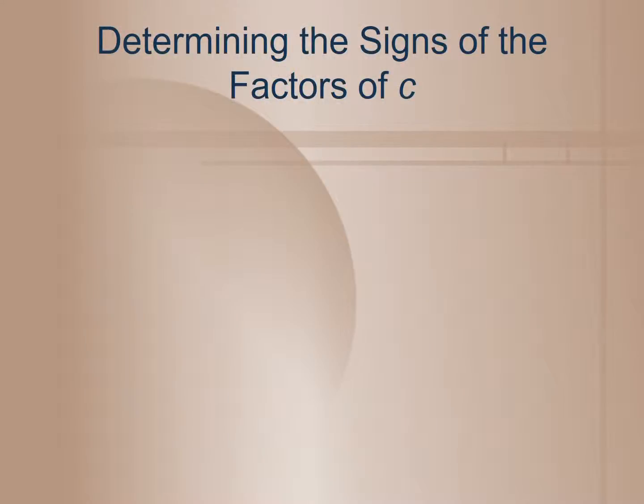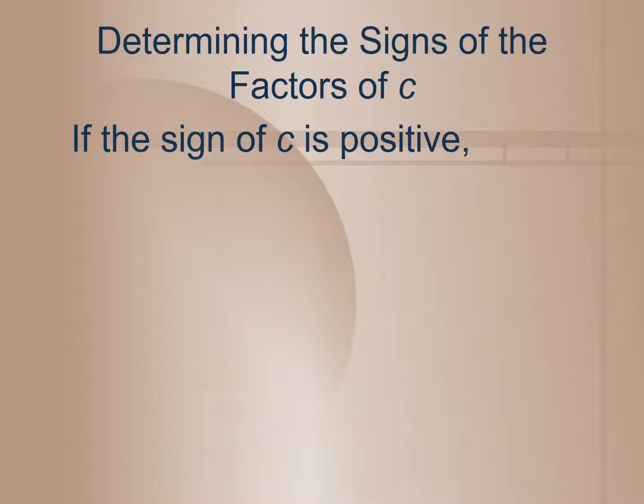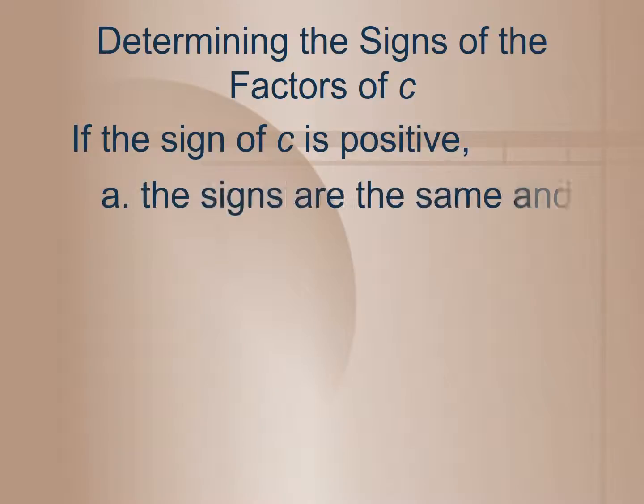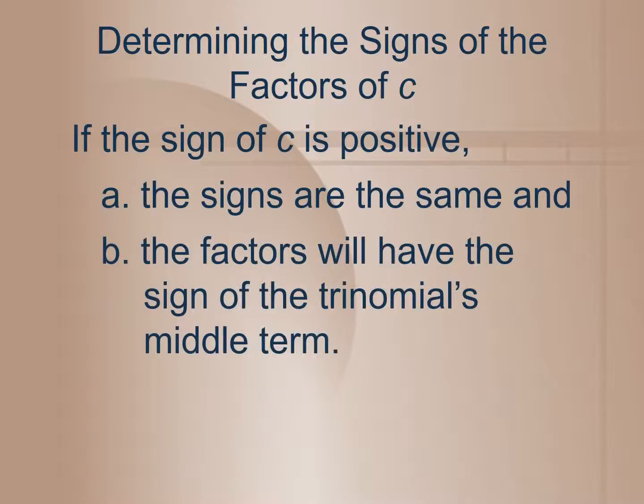All right, so how do we know if it's plus or minus, or positive, negative? How do we determine the signs of the factors of C, right? How do we know? So this is how we can figure it out. If the sign of C is positive, then that means the signs are the same and the factors will have the sign of the trinomial's middle term.